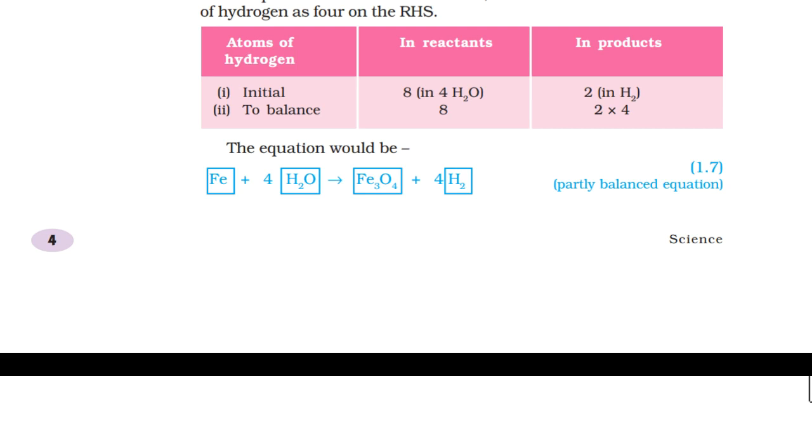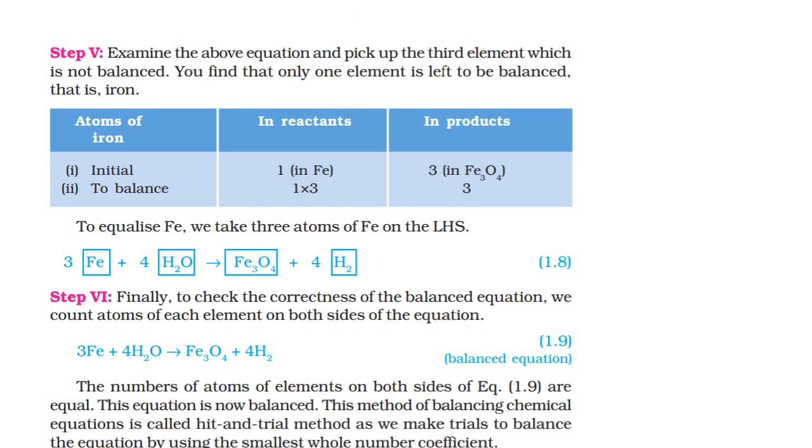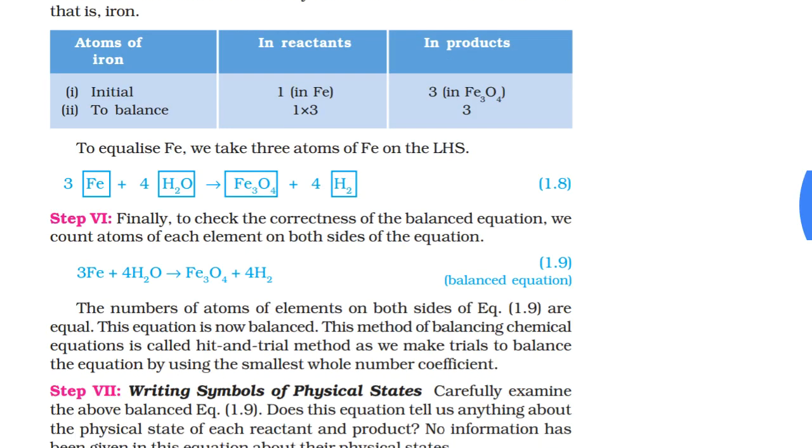Examine the above equation and pick up the third element which is not balanced. You find that only one element is left to be balanced, that is iron. To equalize Fe, we take 3 atoms of Fe on the left hand side. 3Fe plus 4H2O, arrow, Fe3O4 plus 4H2.